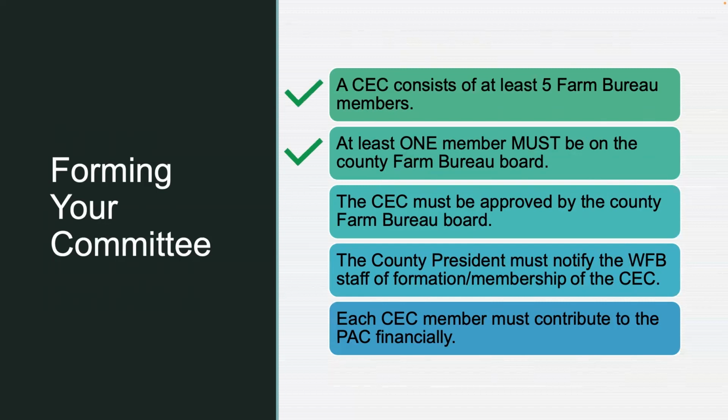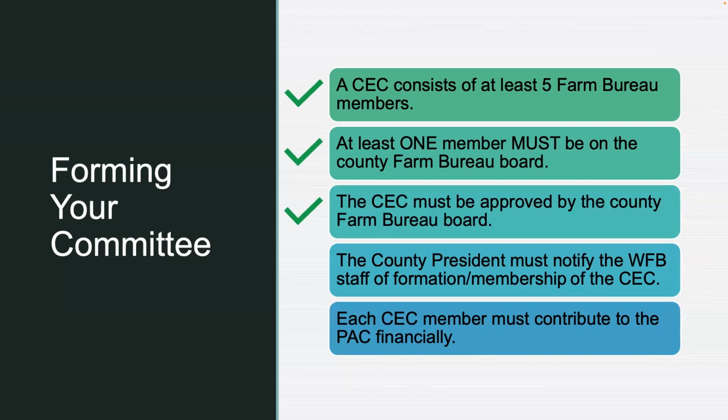Once the individuals have been assigned and decided on, then the CEC must be approved by the County Farm Bureau Board. So the individuals will fill out a form and list the different members of that particular county's CEC. That form will then be submitted to the County Farm Bureau Board of Directors, and then the Board of Directors must approve the CEC.